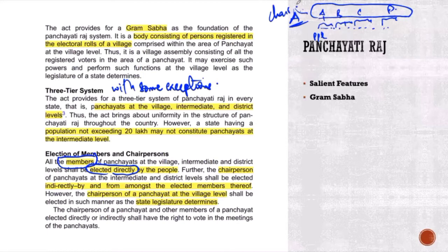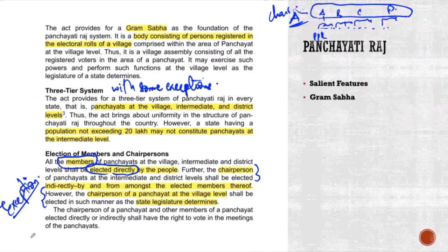But however, the chairperson of a panchayat, just note this exception. That's why I keep saying that you have to read a little more and more frequently. You have to keep revisiting these topics a few times so that you can remember these subtleties, right? So the chairperson of a panchayat at the village level shall be elected in such a manner that the state legislature determines. For the rest of this, it is going to be the system that I told you. I hope that is clear as well.